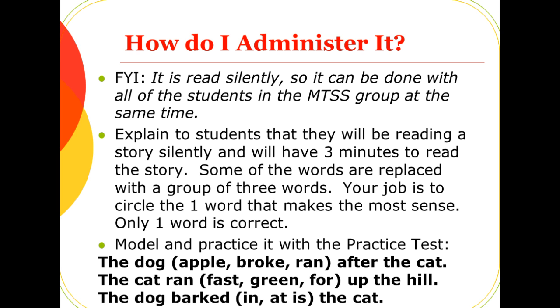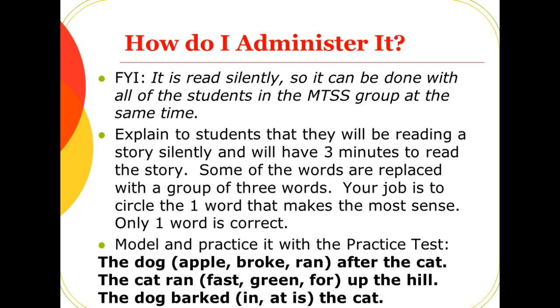In the next sentence, or the rest of the story, it says, the cat ran fast up the hill. That makes sense. The next choice is, the dog ran green up the hill. No, that doesn't make sense. The cat ran 4 up the hill. No, that doesn't make sense either. I think the correct choice is going to be fast. Let's try it again. The cat ran fast up the hill. Yes, that makes sense. So I'm going to circle fast.